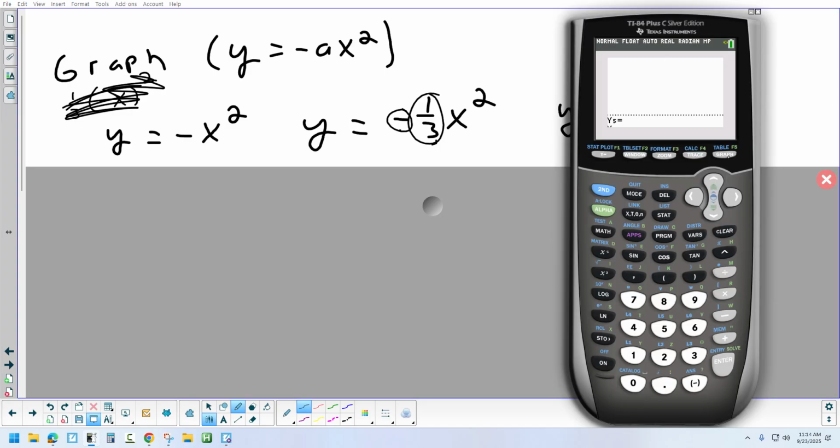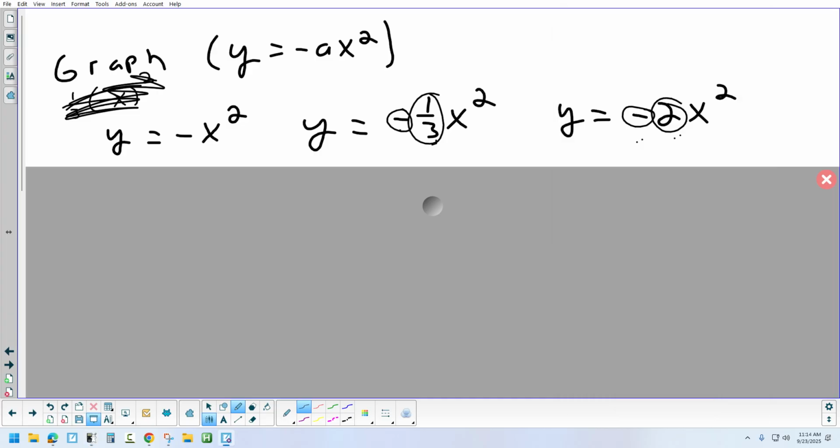Okay, so let's look at our graphs. There's your original. There's the original flipped. That's been flipped and compressed. And the pink one has been flipped and stretched vertically, because it got skinnier, so it's stretched out.